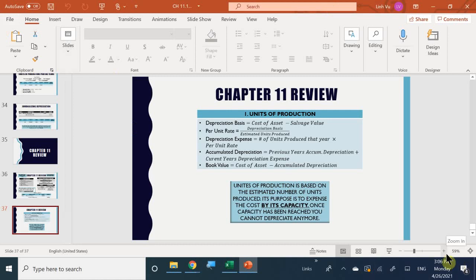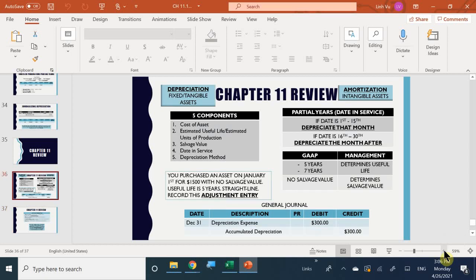I have one quick question. Go for it. On the first chapter 11 review sheet, okay, please excuse my ignorance. I understand depreciation for fixed tangible assets. On the right side, it says amortization for intangible assets. What's that? So that's what we're going to learn on Wednesday for chapter 11.4. Okay, well then that's good. I didn't see that word before, and I'm like, wait a minute.